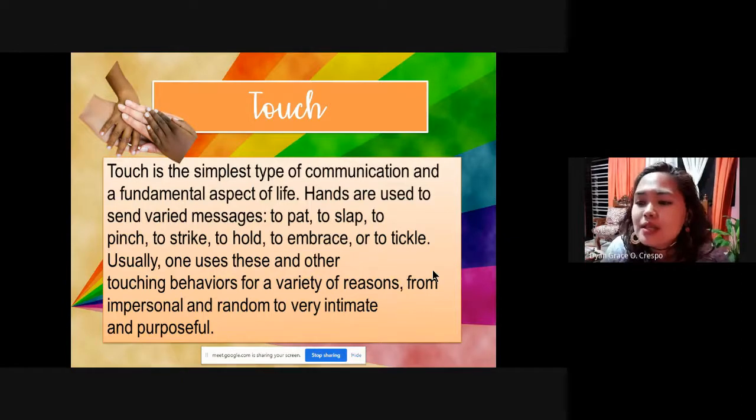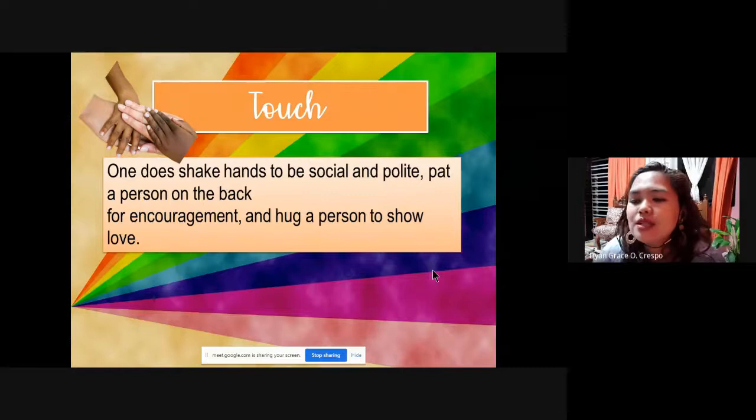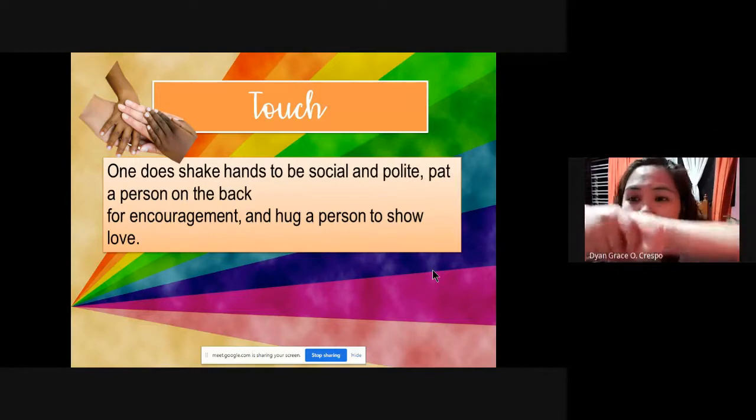Okay? Pwede niyang sabihin na, you shouldn't touch me. I don't want to be touched. So before you touch someone, be sure that it's fine with them. Okay? One does shake hands to be social and polite. Like, for example, business deals, nag-shake hands sila, but not too tight.